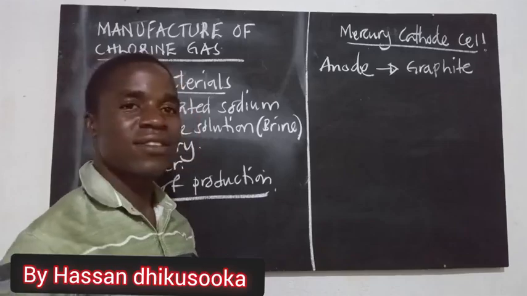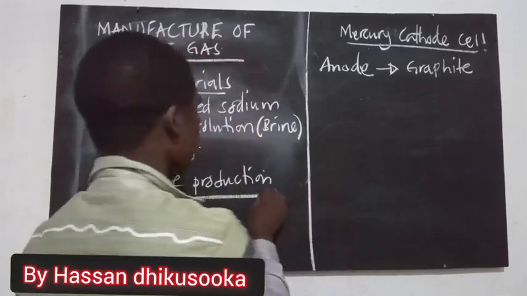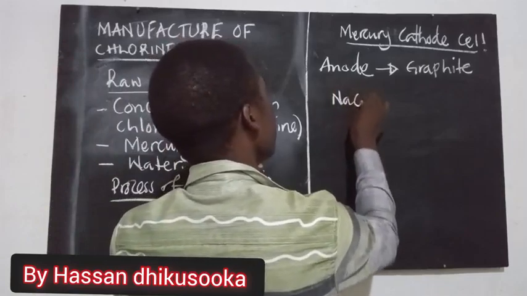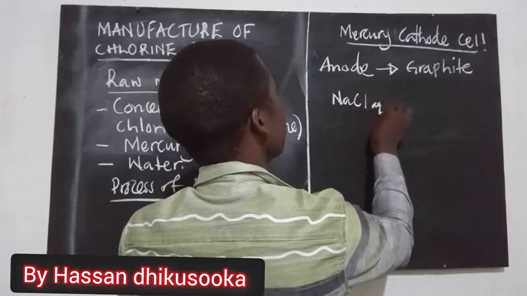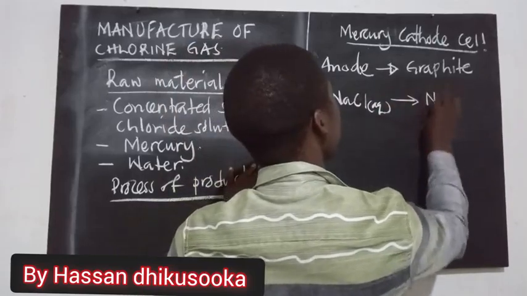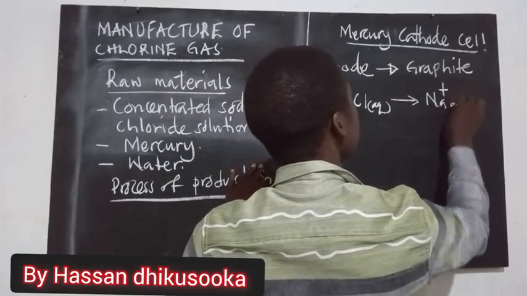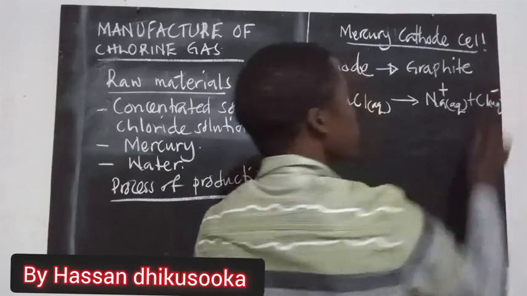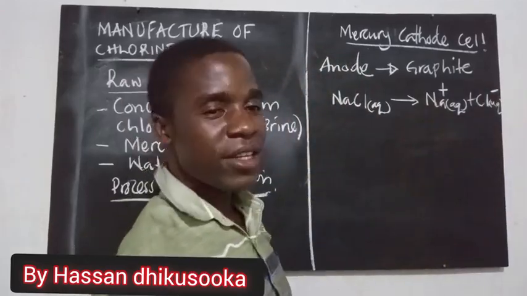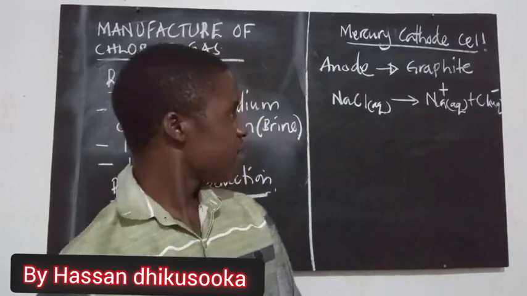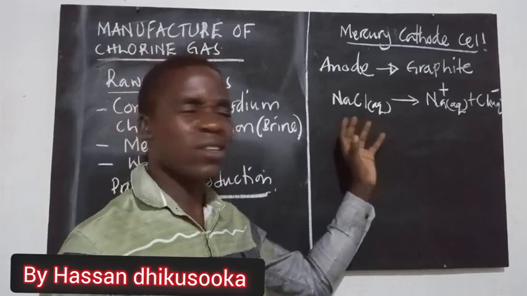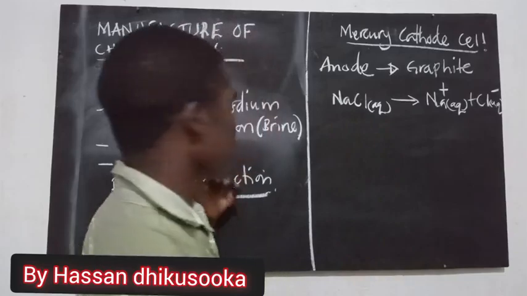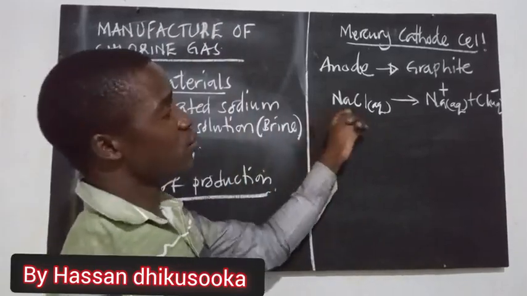Then at the end of it all, what is going to happen? As you allow electrolysis to take place, we have concentrated sodium chloride. It is in solution, meaning it gives sodium ions and chloride ions. Now, since this is a concentrated sodium chloride solution, it means that there is also water. Water is our raw material here, but there is also water in the solution.